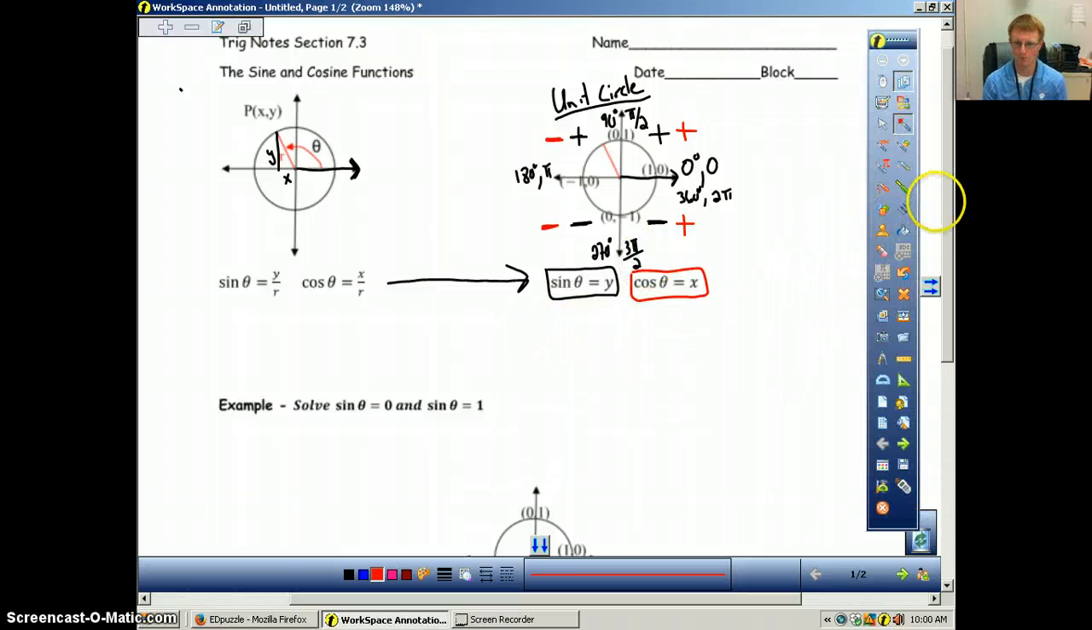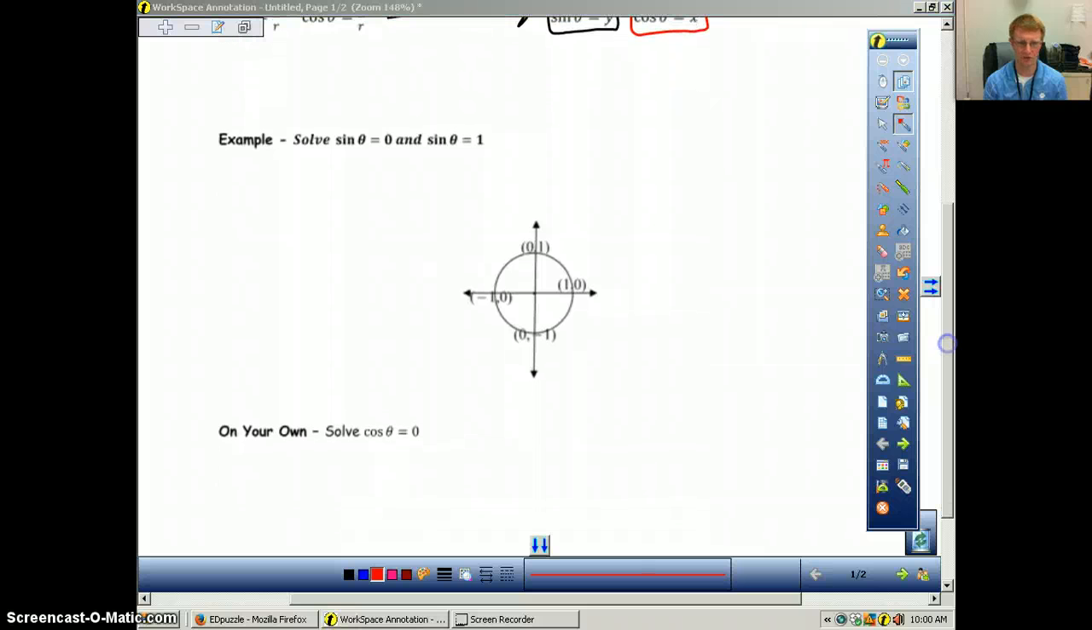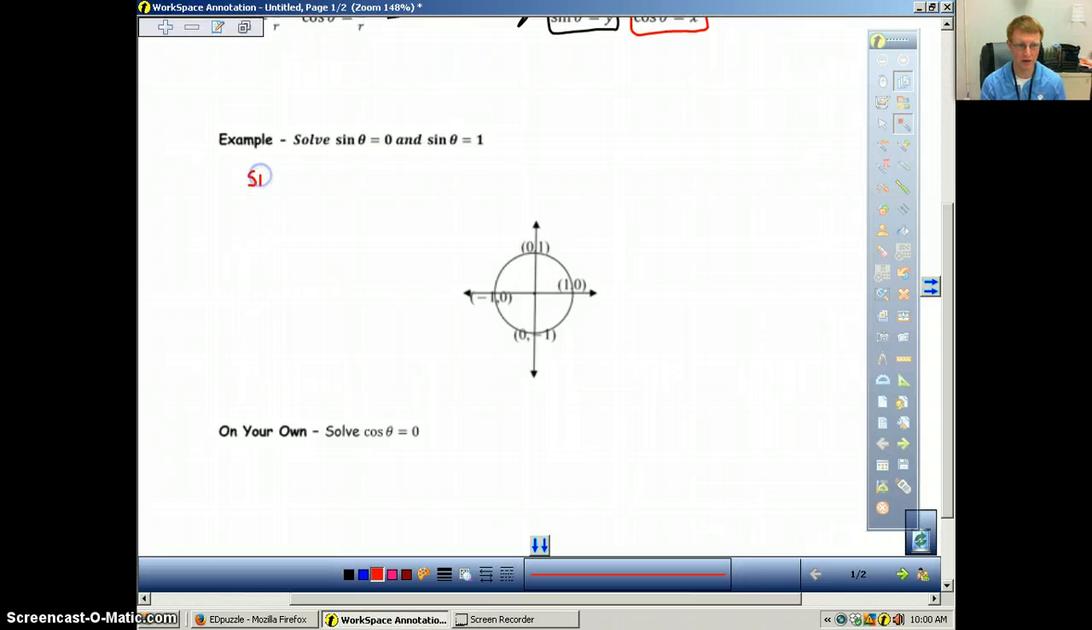Okay, so moving on, let's look at an example here. This is real basic stuff at first. So we want to solve sine of theta equals 0. So let's start with the sine of theta equals 0. Now recall, we just got done saying that the sine of theta is equal to our y value. So I want to know, when is my y value equal to 0? Okay, so when is it?